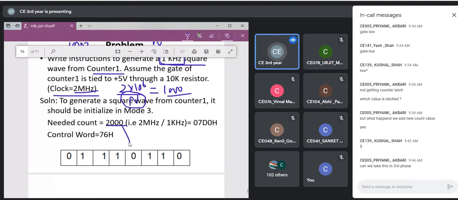Suppose I am writing a count of 2000, so what will happen? For 1000 counts it will remain low, and for 1000 counts it will remain high.